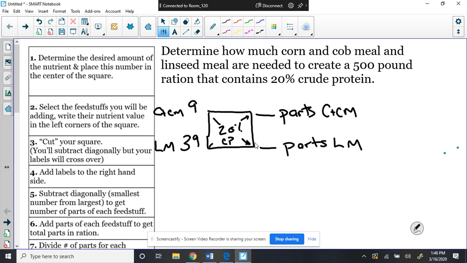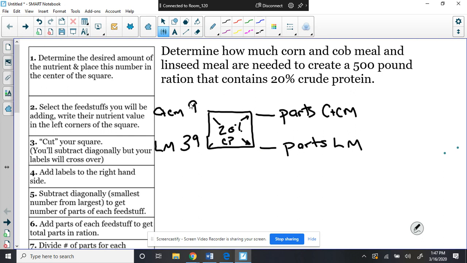Remember that your labels are going to go straight across. Okay, that's important. As I said in our last video, it's the number 1 mistake that students make is flipping those labels or not flipping their math. Okay, which takes us to step number 5. Step number 5 says to subtract diagonally to get the number of parts of each feedstuff.